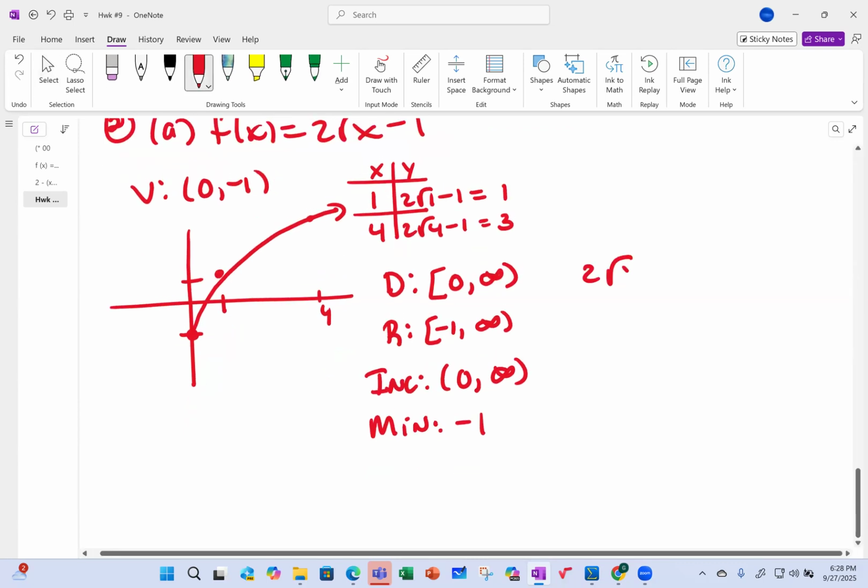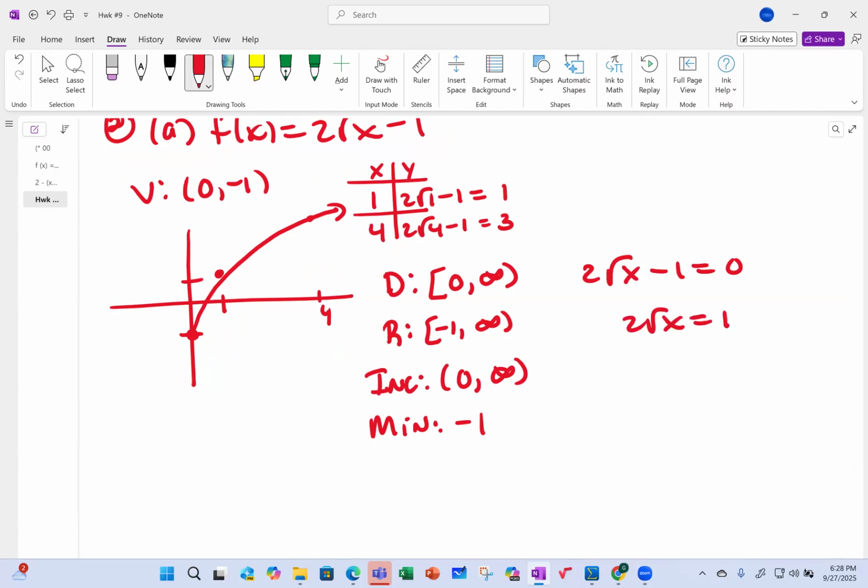And I do want to find the 0 of this function to practice some good algebra. So I'm going to add 1 and divide by 2, but then you square both sides to undo that square root. And notice that this looks to be about 1/4.